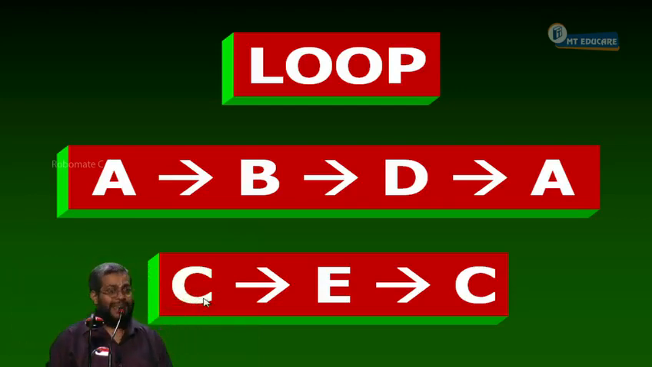I am not breaking parties here, yeah? I am breaking only loops here, okay? The small loop should be broken and made to merge with a bigger loop, so that a single loop can be formed. Are you following?